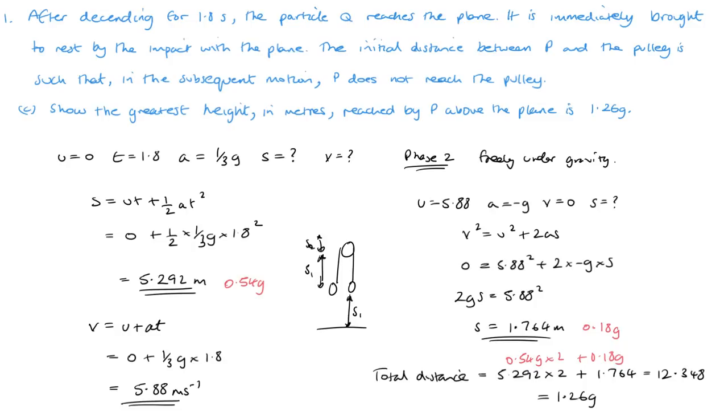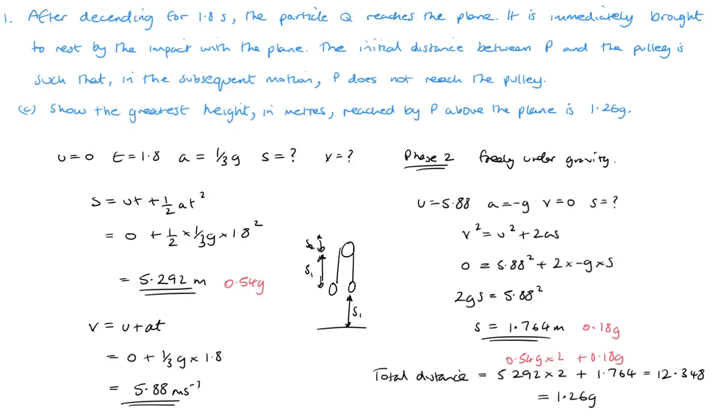So hopefully that made sense, and hopefully the double this distance made sense, because as this drops, this increases, but we want the total height in meters above the plane. So it's double this distance plus the moving bit when it's moving freely under gravity. Okay, so hopefully you got that question. If you didn't, hopefully now you understand it and it makes sense.